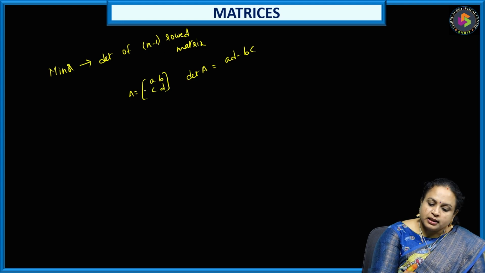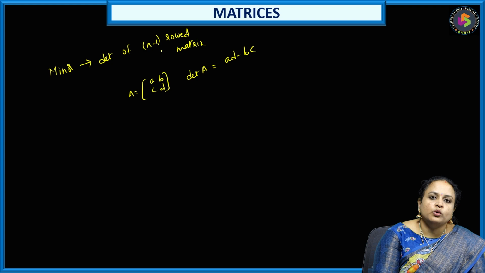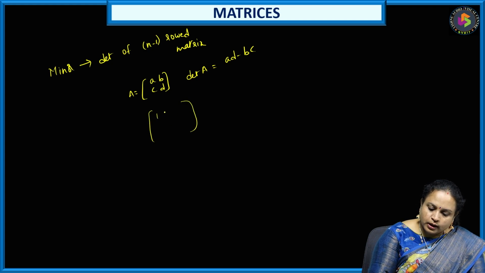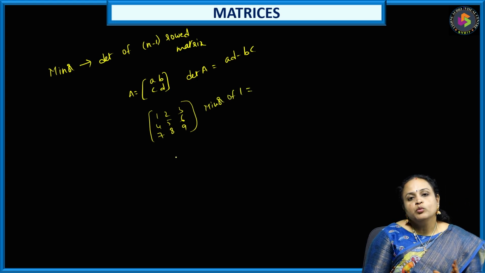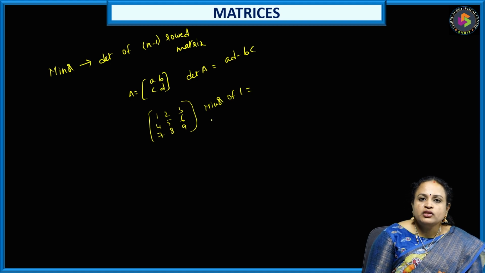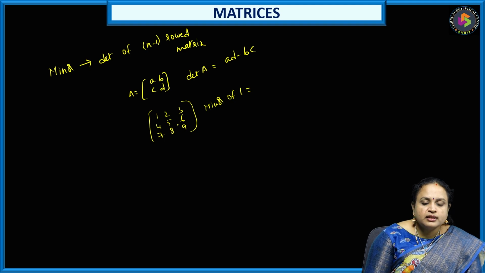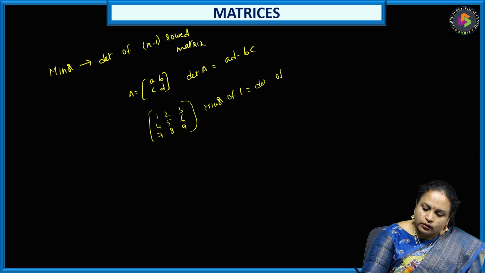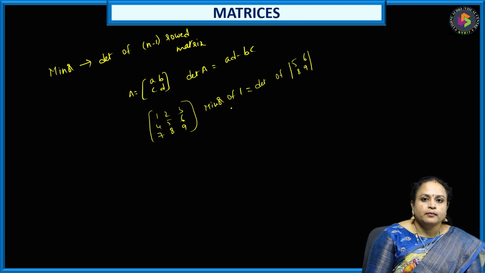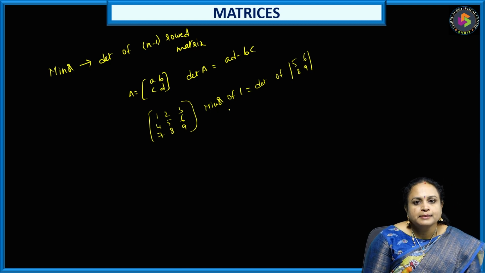Here, minor means it is the determinant of the n minus 1 row matrix. Suppose we are calculating the minor of 1. Then we remove the row and column in which this 1 exists. So, where is number 1? It is in the first row, first column. So, we remove the first row and first column, and whatever is left out, we take the determinant of 5, 6, 8, 9. This is the minor of 1. So, the determinant of the n minus 1 row matrix is called the minor.